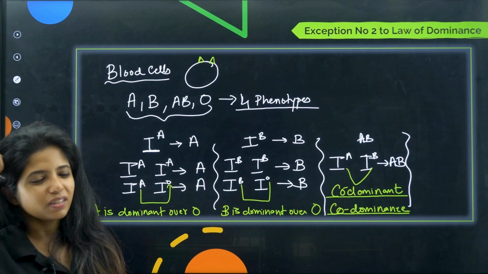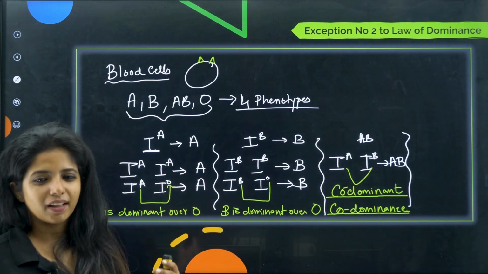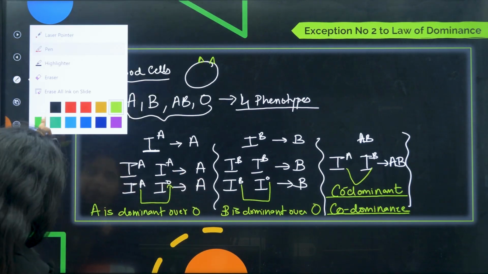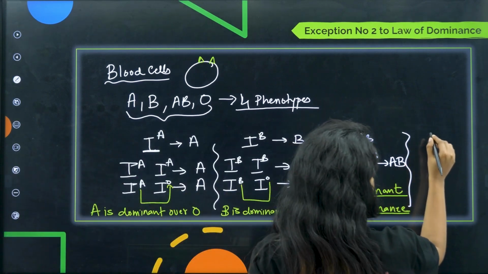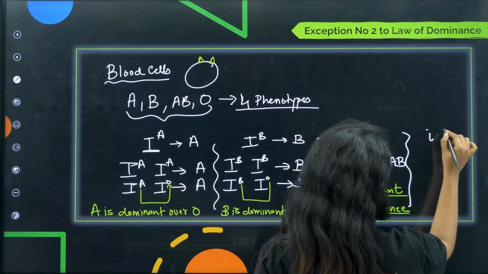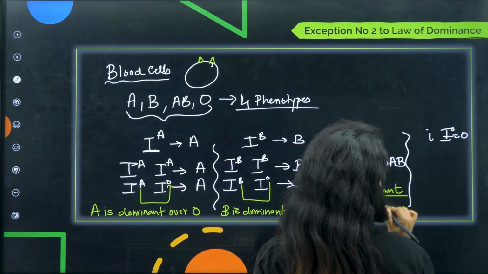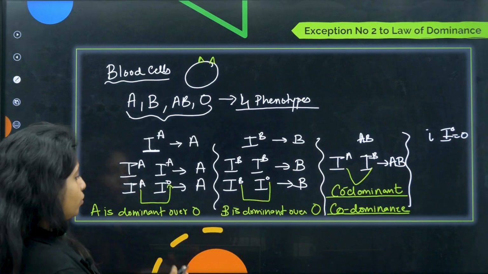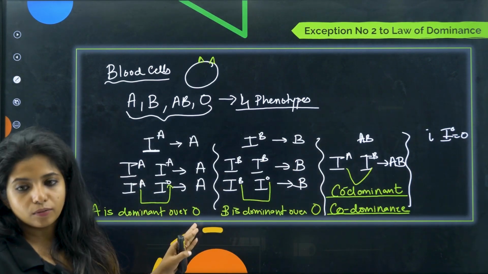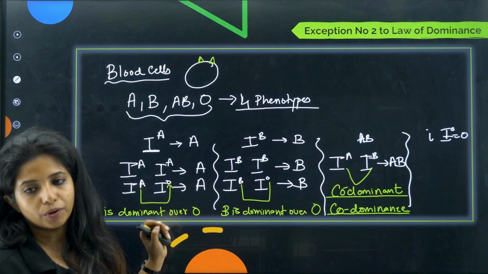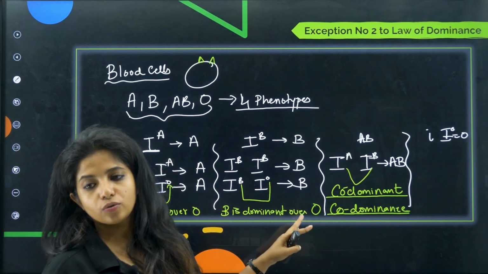But ma'am, now since we have studied this, can you tell about the other thing also? That is O blood group. Yes, I can. It can be represented as IO, basically O blood group. So for being O blood group, if A is there, then O cannot be visible because A is dominant over O. If B is there, then also O cannot be visible.